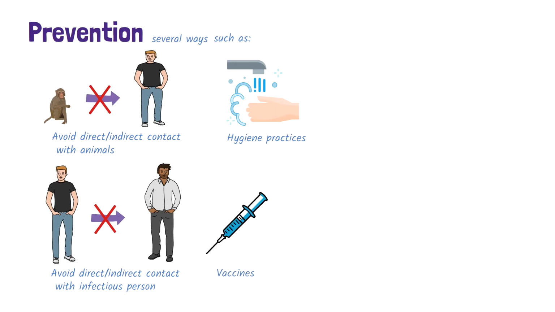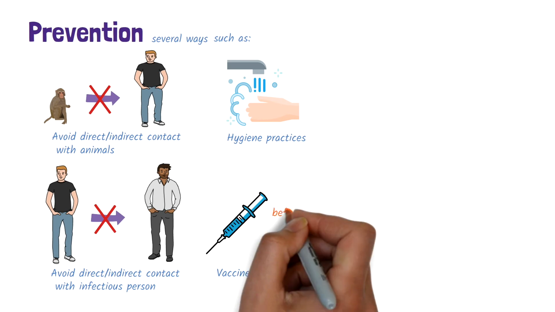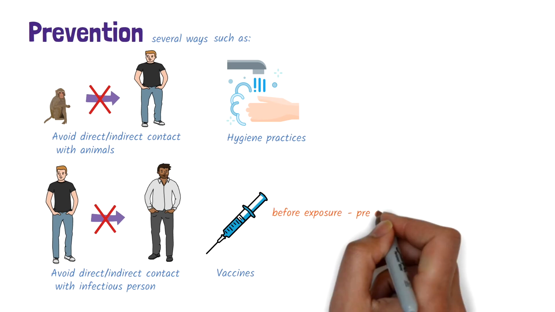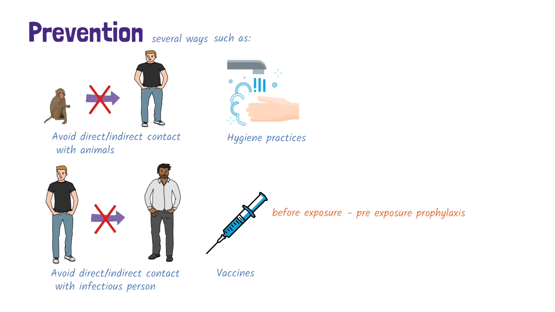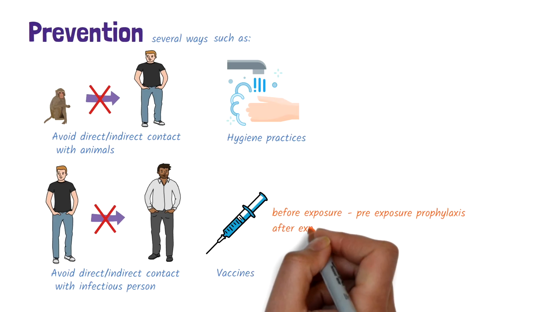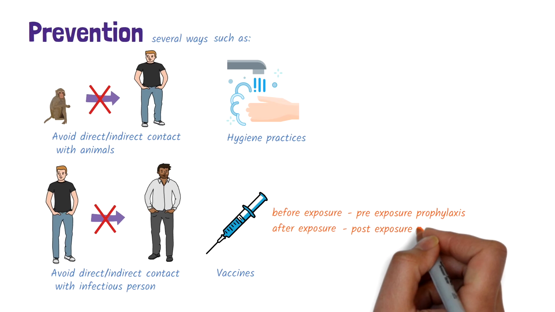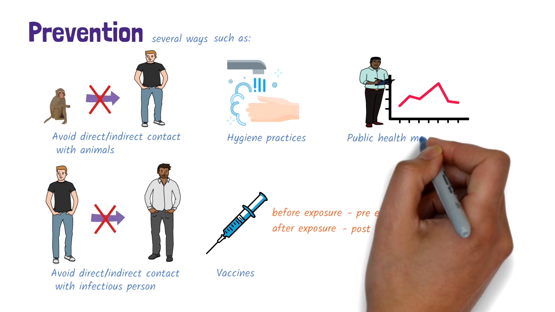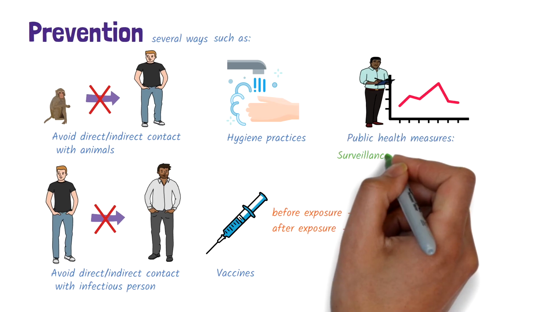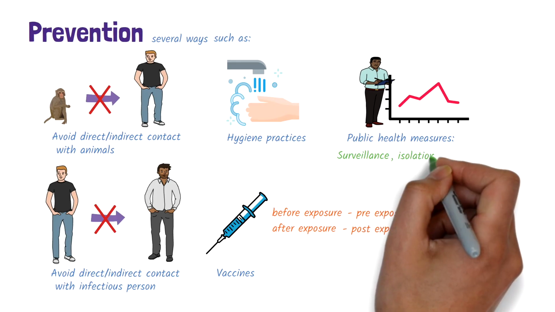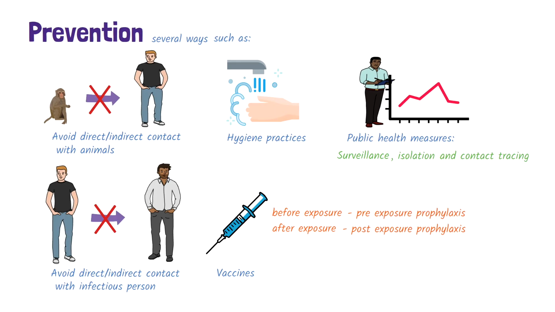Several vaccines are effective against MPox. These can be used for people at risk of MPox to prevent the disease, pre-exposure prophylaxis. It can also be used shortly after a person is exposed to the disease to stop developing the disease, post-exposure prophylaxis. Public health measures such as surveillance to identify cases, isolating those who are sick, and effective contact tracing can reduce the spread of the disease.